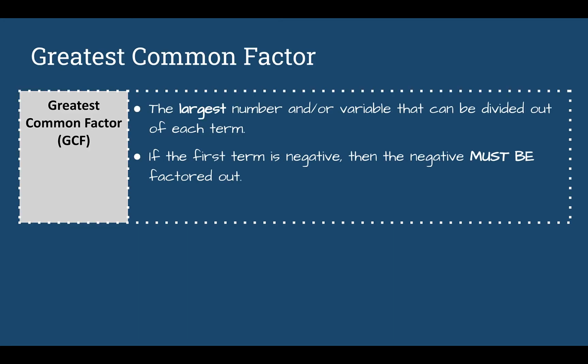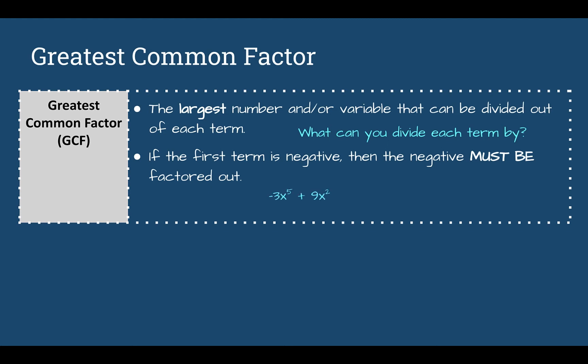Here, when we're talking about greatest common factor, it's no different than what you learned in previous grades. It's the largest number and/or variable that you can divide out from each term. So when you're doing this, just think to yourself, what can you divide each term by and still have it come out nicely? As you are doing this, one thing you do need to remember is if the first term is negative, then that negative must be factored out.